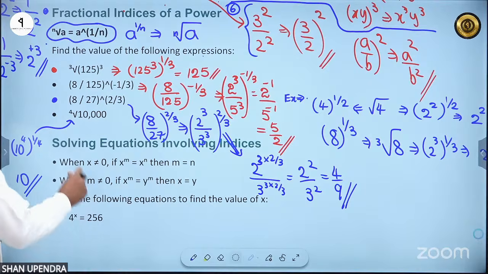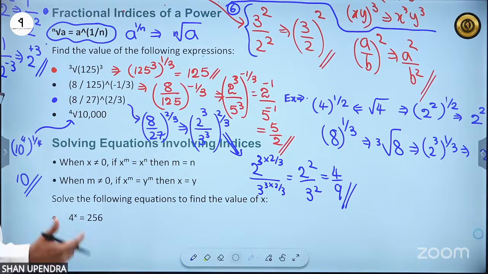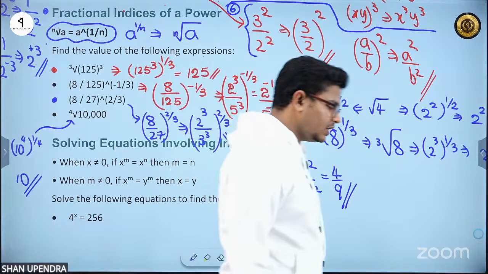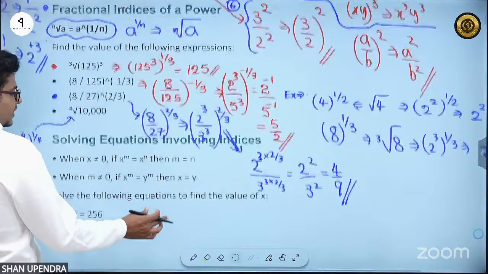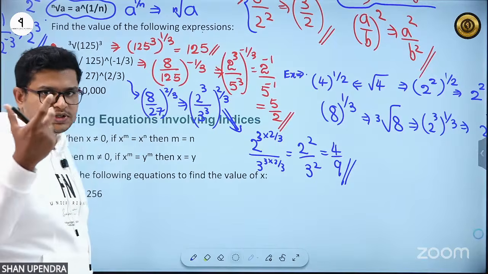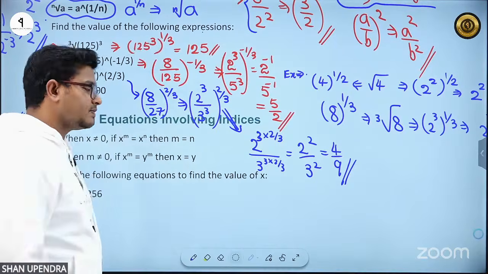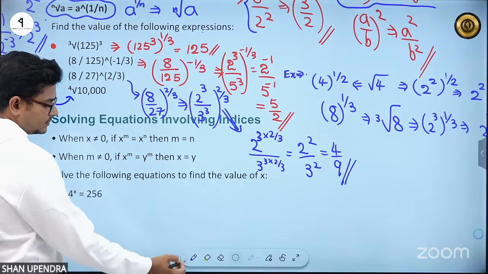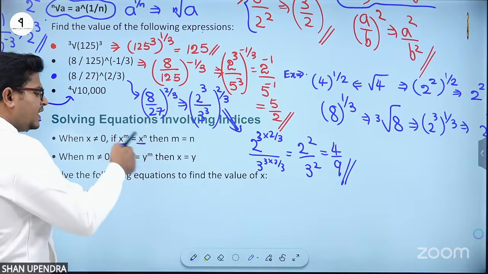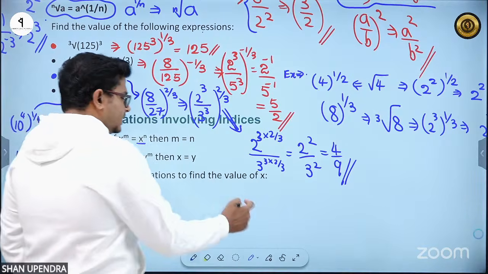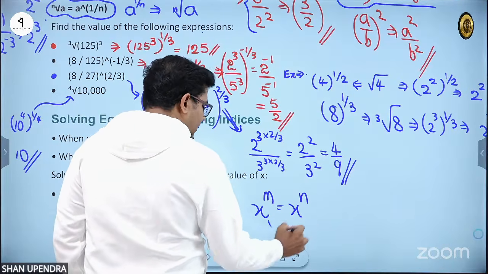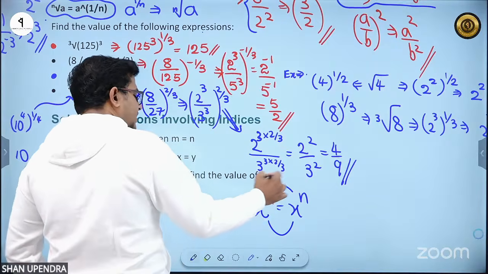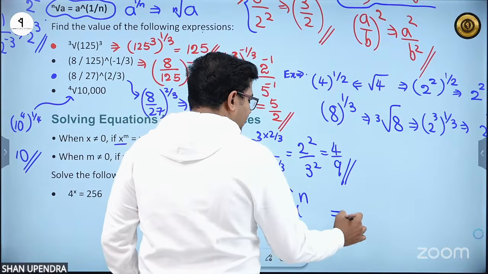So now let's move to solving equations involving indices. I think this one also you have a basic idea. In all levels you are doing this. Equation means there are two terms connected by an equal sign. If the base values are equal, here x to the power m equals x to the power n, then these indices also need to be equal.